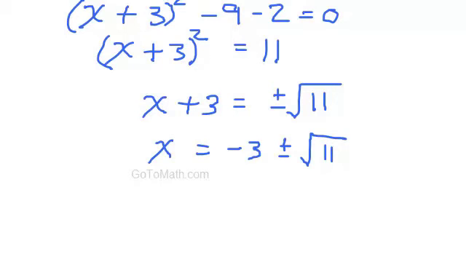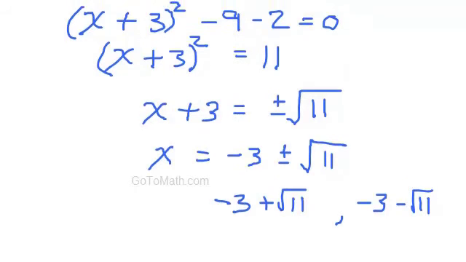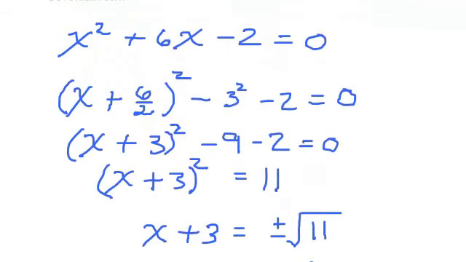Alright, and then now keep in mind, remember, there's two solutions here. There's the plus, and then you got the minus square root of 11 here. Okay, so we have two solutions, and you should be able to take either one of these and plug them back into the original, and this left-hand side should be equal to 0.